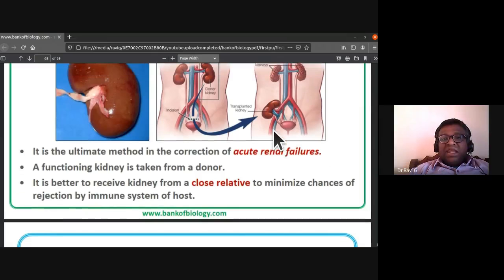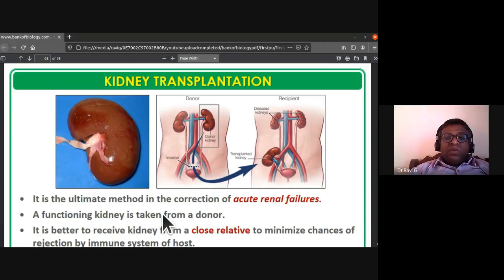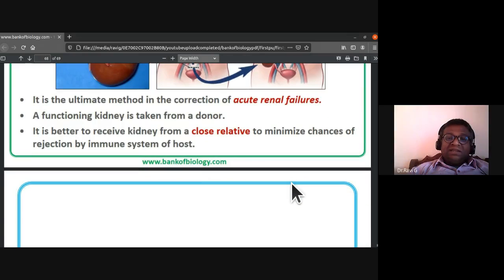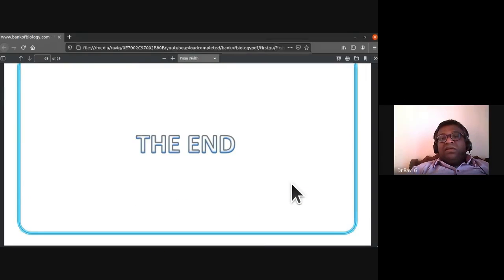So this is the kidney transplantation process to overcome acute kidney failure. A functioning kidney is taken from a donor and is not transplanted at the same region as the diseased kidneys; rather, it is transplanted at a lower level. It is better to receive a kidney from a close relative to minimize the chances of rejection by the immune system of the host. So that completes our disorders of the excretory system.